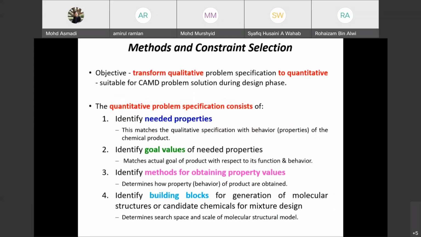The quantitative problem consists of, if you look at S2, needed properties, goal value, building blocks, and identify the method for obtaining the properties values. This one is important.